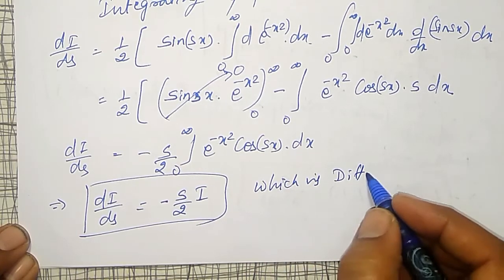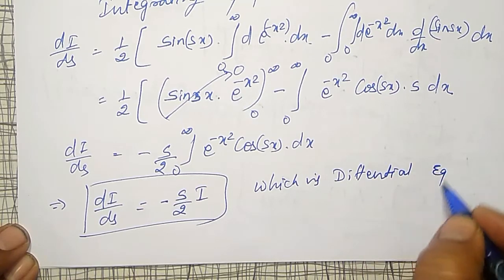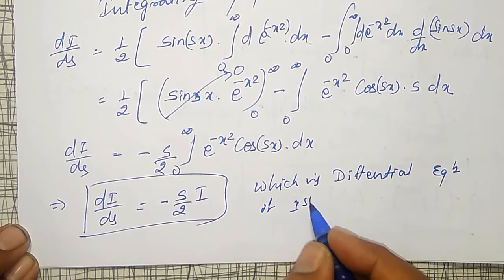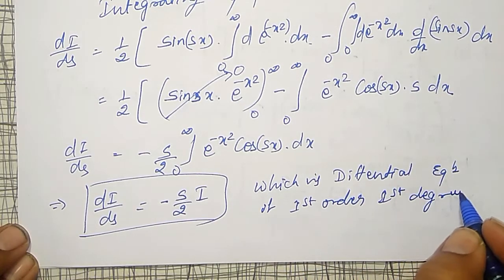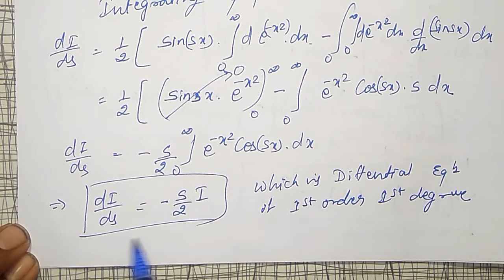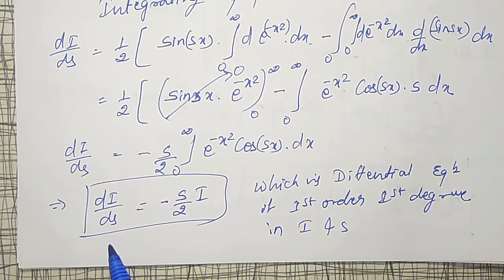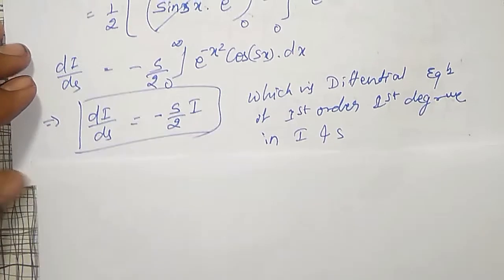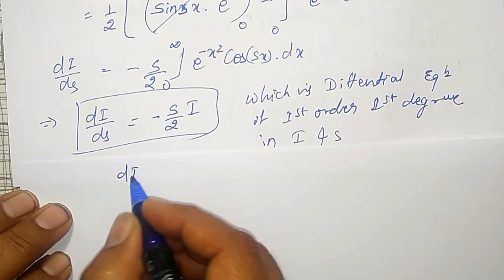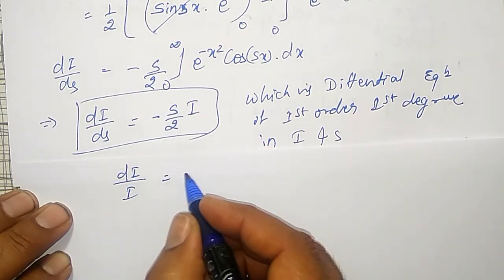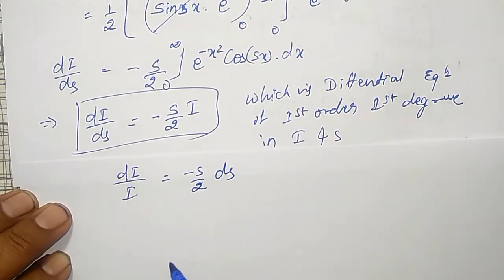a differential equation of first order, first degree. Okay, then to solve this one I am using the separation of variable method. First degree in I and s. To solve this one I will use the separation of variable method. Okay, that is how to solve this one here. Now I can write it by separating the variables, that is di by I equal to minus s by 2 into ds I can write.